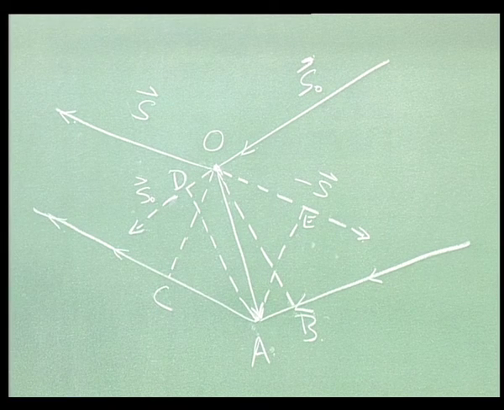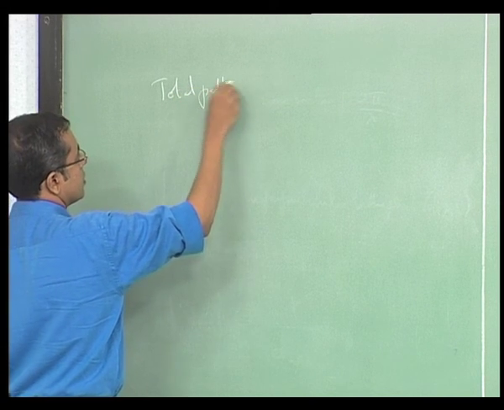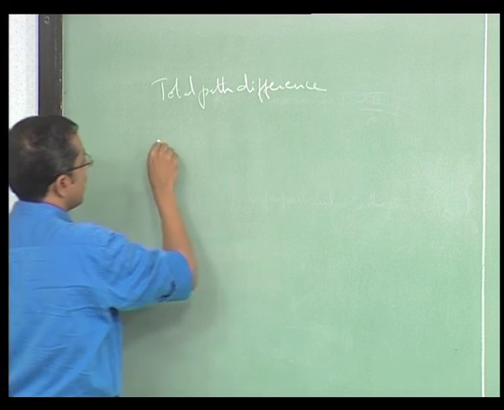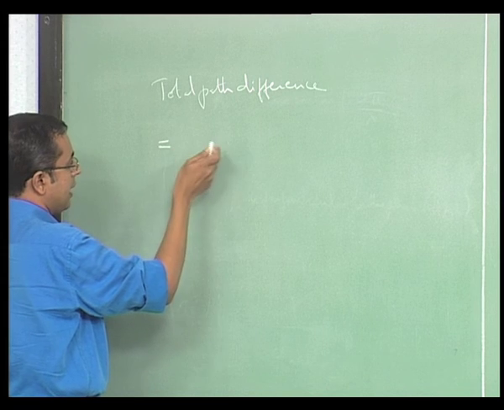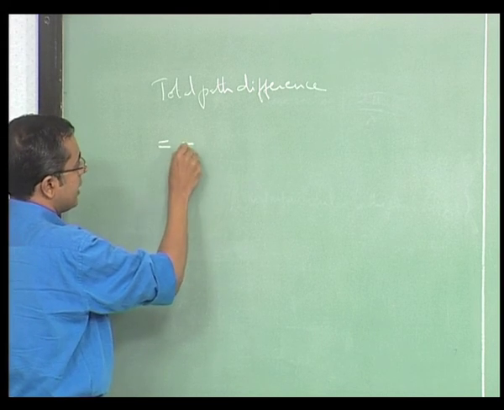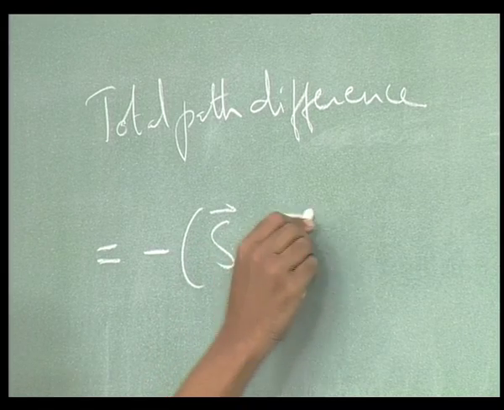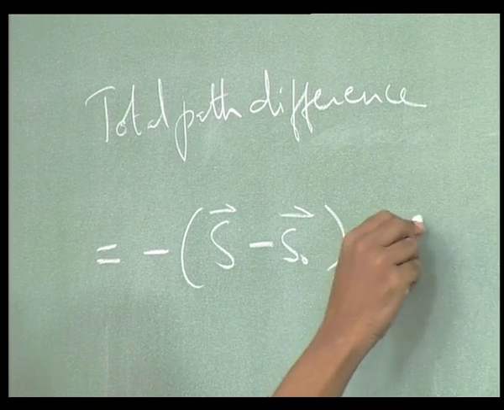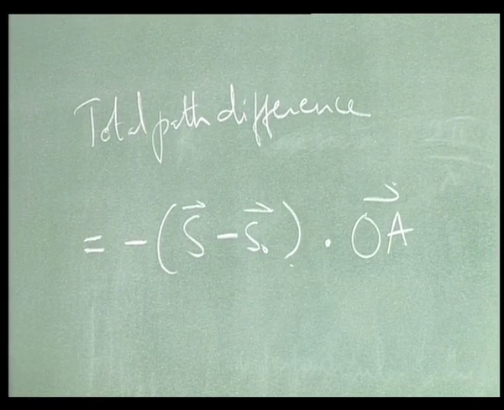So path difference is in fact, just by convention it is written, we had S naught minus S, I will simply write it as minus of S minus S naught, dot OA. Simply by convention it is written this way. Okay, so this is what we have.